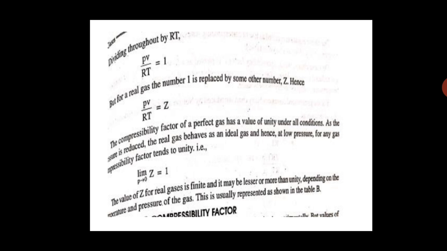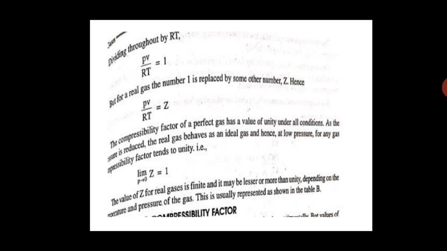PV by RT equal to 1 is for an ideal gas, but for real gases, the number 1 is replaced by some other number called Z. Hence, PV by RT is equal to Z, and this value of Z can be 1, can be less than 1, or can be more than 1. If the value of Z is 1, then the gas behaves like an ideal gas. But it will not be 1; it will be slightly less than 1 or slightly more than 1. Hence, these are all real gases.